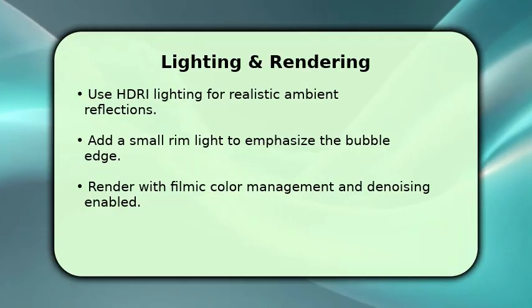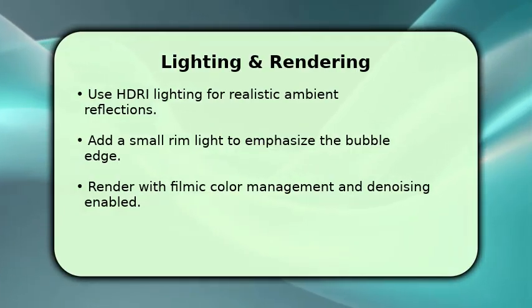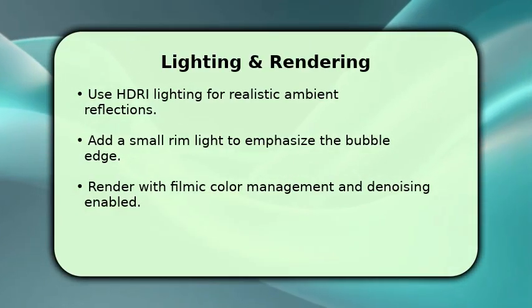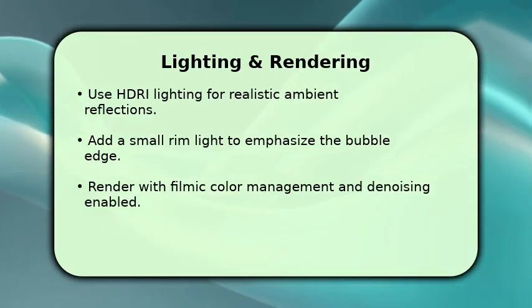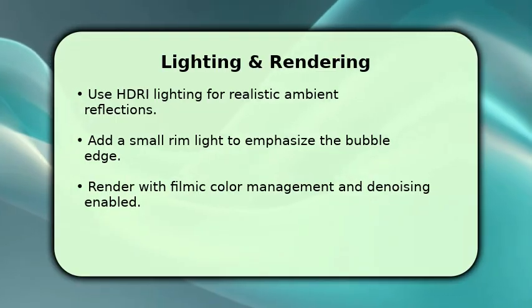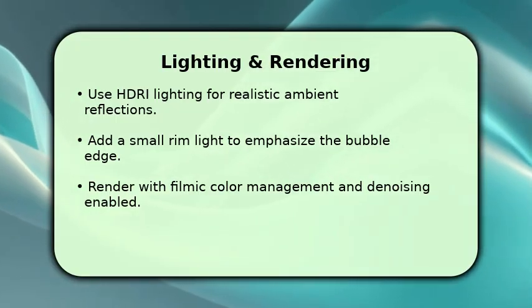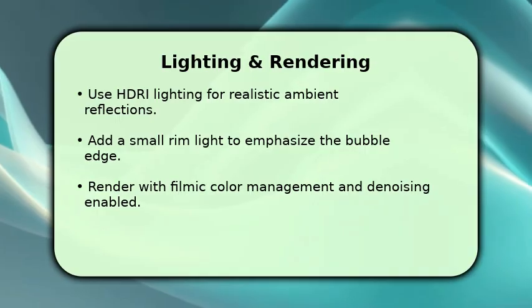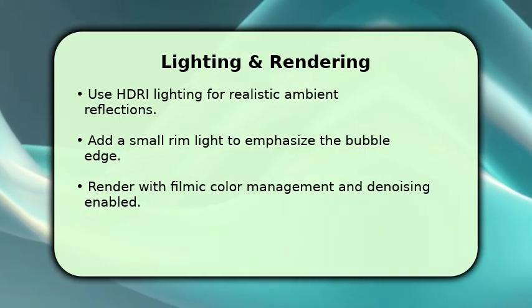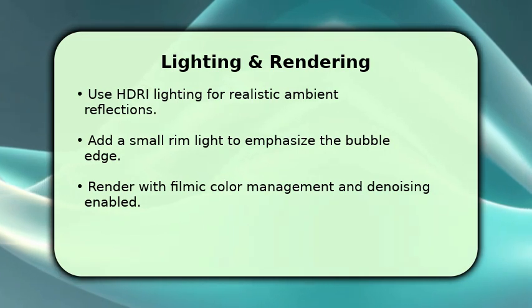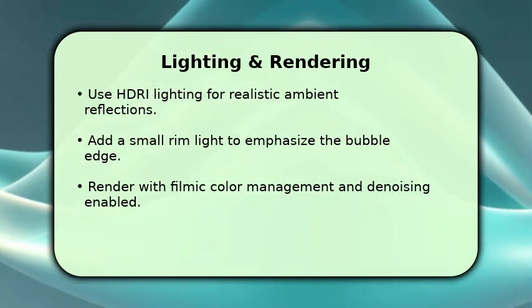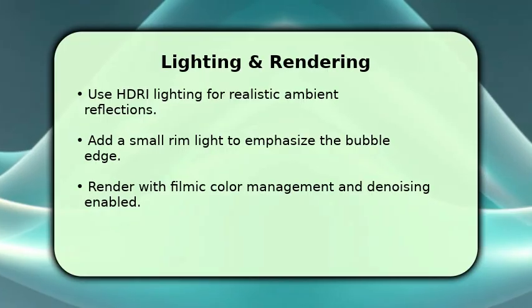Position an HDRI for soft ambient reflections and add a small rim light to accentuate the bubble edge. Use a low noise render preset and enable denoising for clean highlights without losing details. Choose a slightly larger clamping value to preserve bright speculars, and render at a higher sample count if you need crisp refraction. Composite glare and subtle chromatic aberration for a polished, cinematic bubble result.